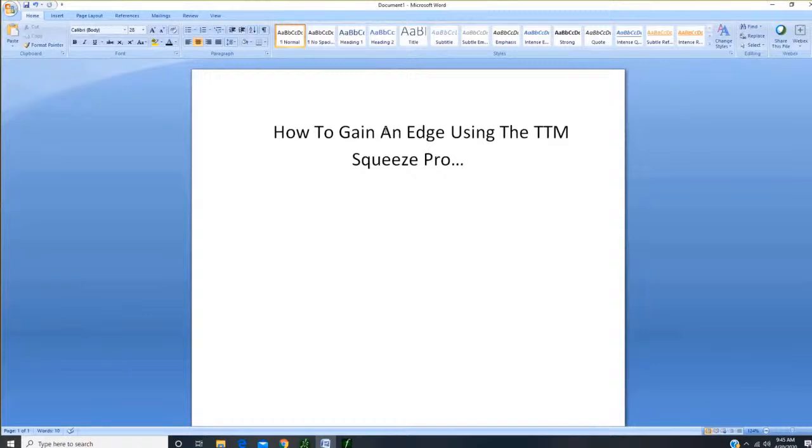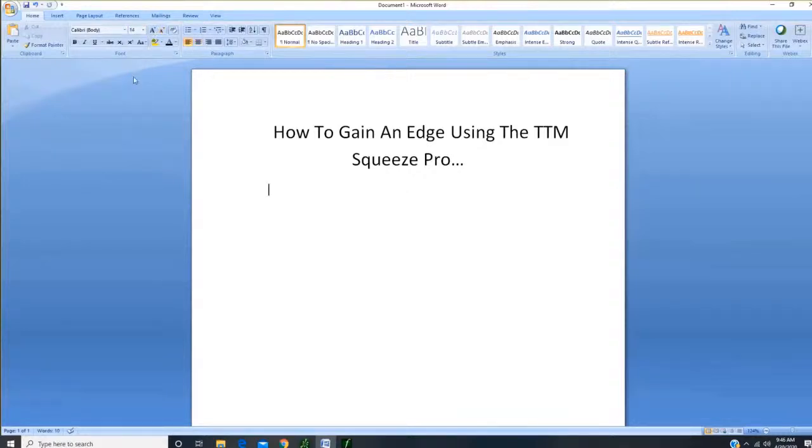How can we gain an edge using the TTM Squeeze Pro? Now, you guys know that I absolutely love the TTM Squeeze and I love the TTM Squeeze Pro. But what I'm going to show you here today is a little trick, not necessarily a trick, but it's something that you may not have realized, okay? But before we jump into the charts, I want to diagram something for you guys, okay?